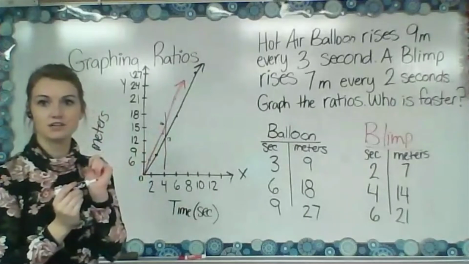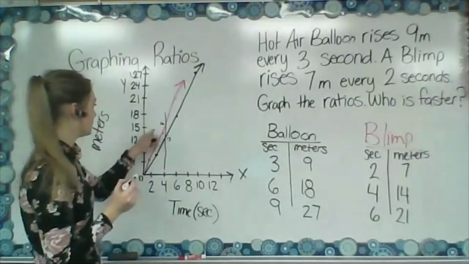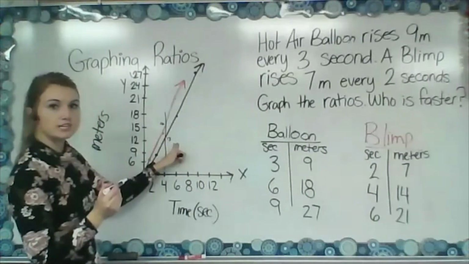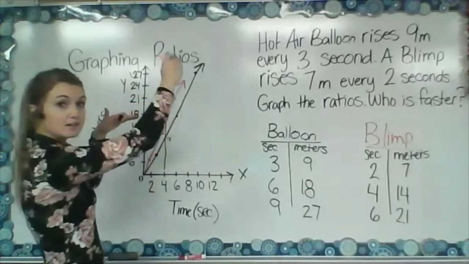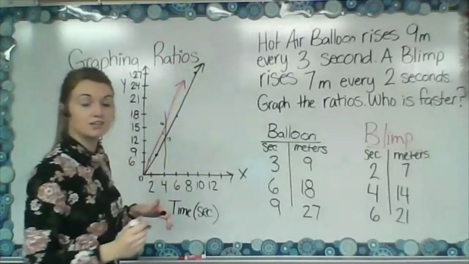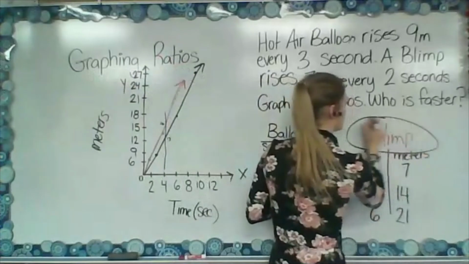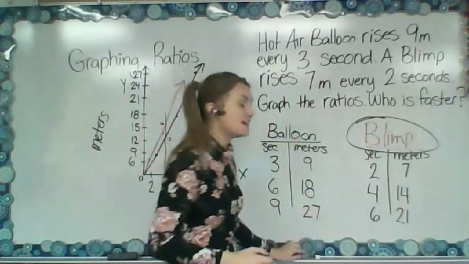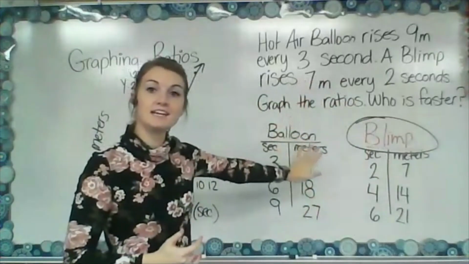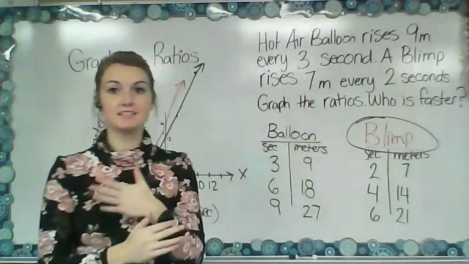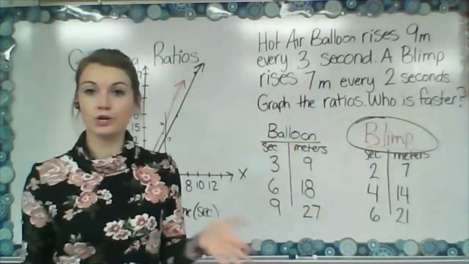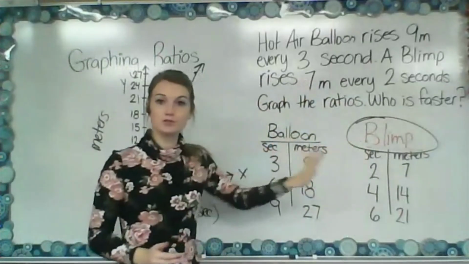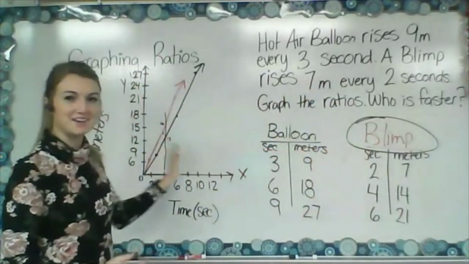Who's moving faster? The blimp, right? Because in 4 seconds, the balloon moves 13 meters, and the blimp moves 16 meters. So we can say that the blimp is moving faster than the hot air balloon. Now, you can take this same example and apply this principle to all the story problems that you might have in your homework, tests, quizzes, anything. You're going to have to make tables, and then you're going to make graphs. All right? Good luck.